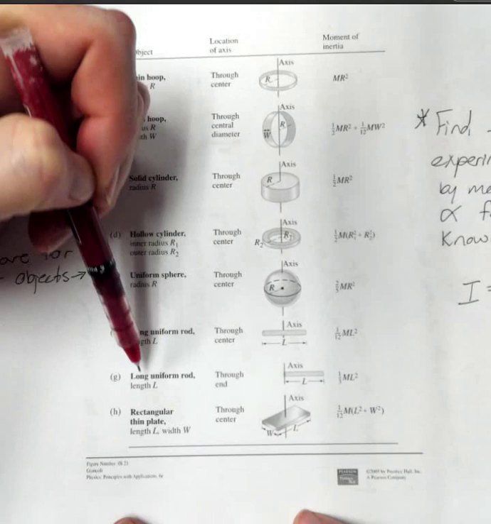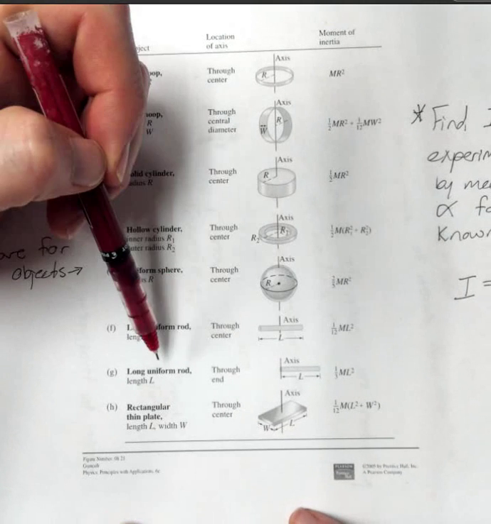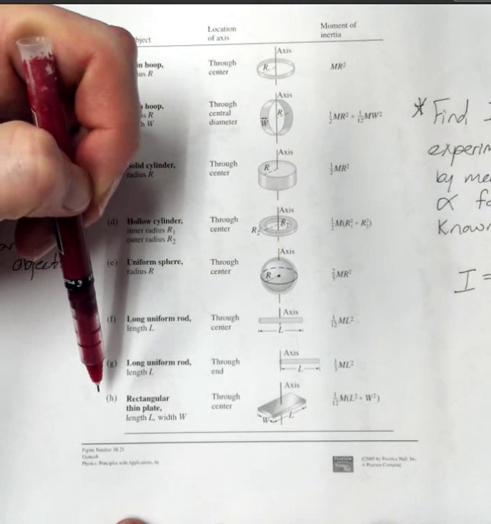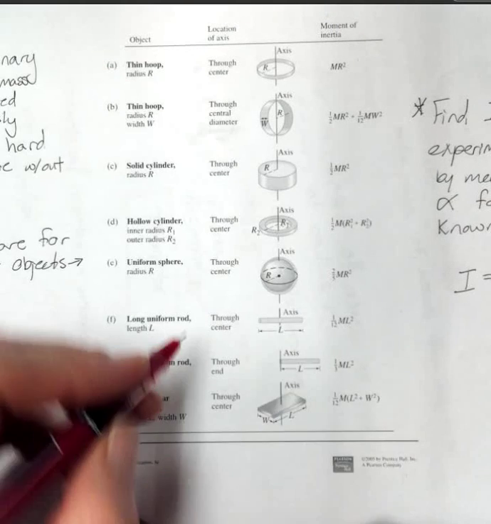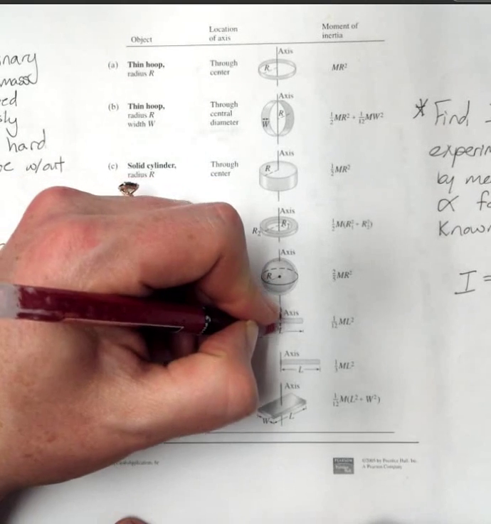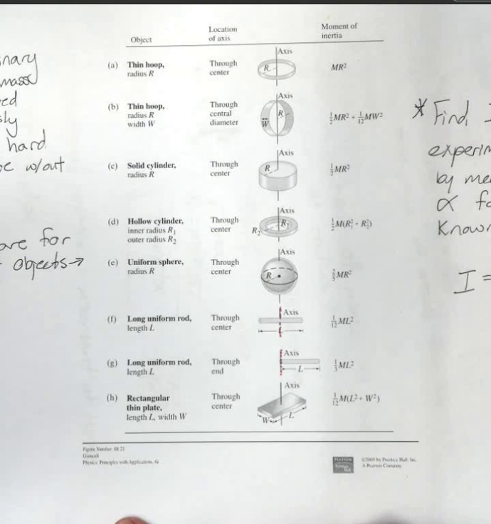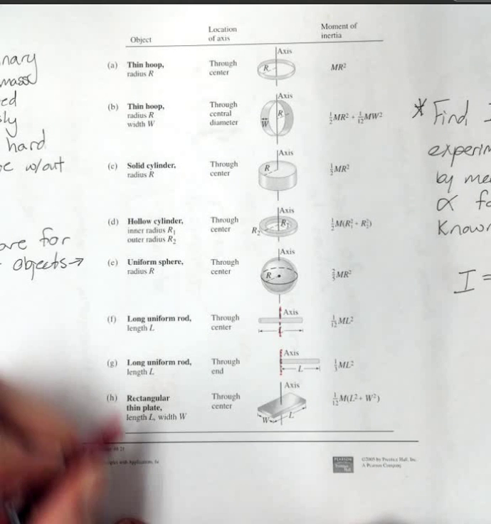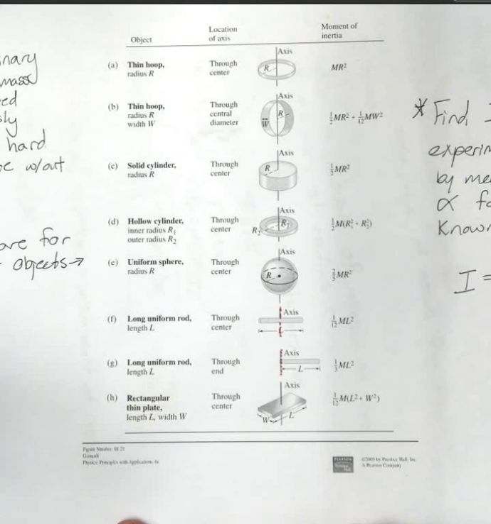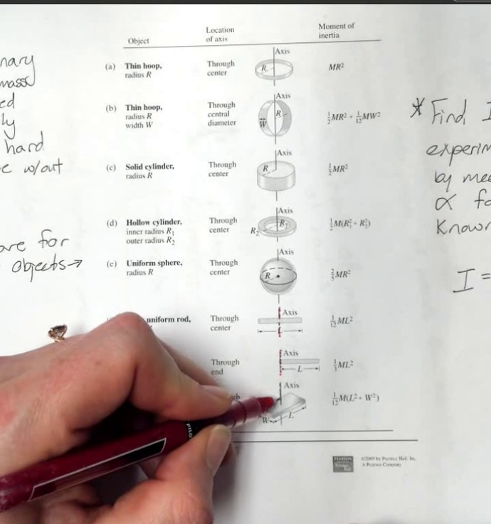Here's another long uniform rod. This long uniform rod is for an axis of rotation through the center. This long uniform rod is for a situation where the axis of rotation is at the end of the bar. And then last, a rectangular thin plane, like a 2x4 board.